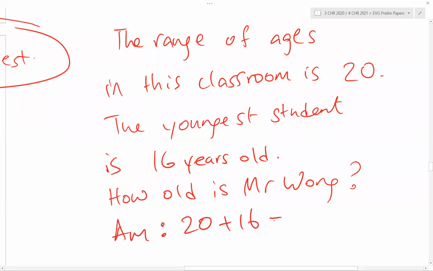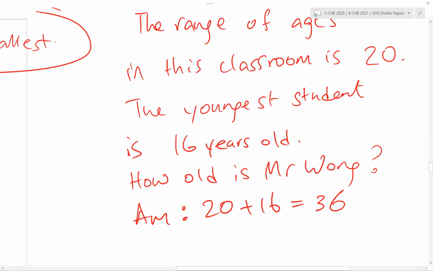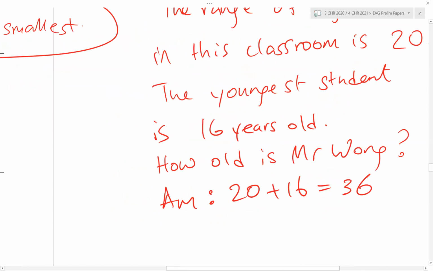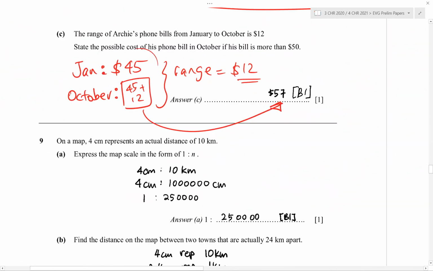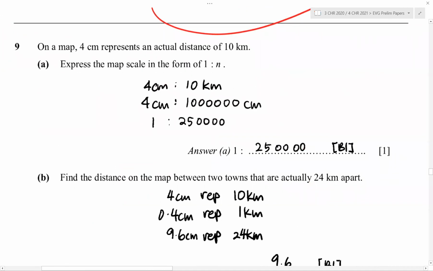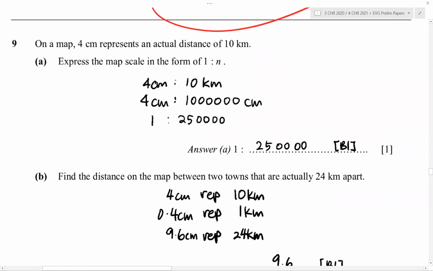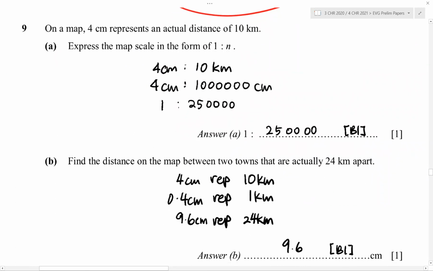Right, so that's for the range. Yeah, already. That's why back to A. Okay, 9A. Check your work.